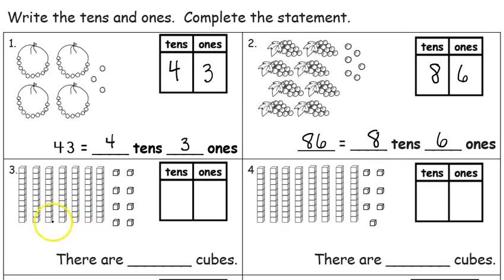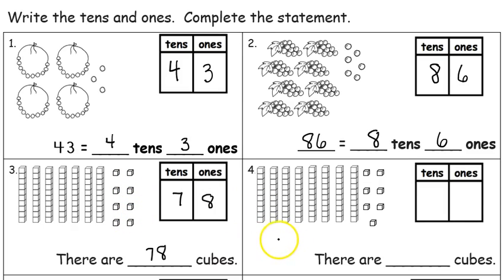I'm going to do the same thing with my 10 sticks and my individual cubes. So I'm going to count how many 10 sticks I have. I have 1, 2, 3, 4, 5, 6, 7 groups of 10 and 8 individual cubes. So altogether I have 78 cubes. I can prove that by counting by tens and ones. 10, 20, 30, 40, 50, 60, 70, 71, 72, 73, 74, 75, 76, 77, 78.